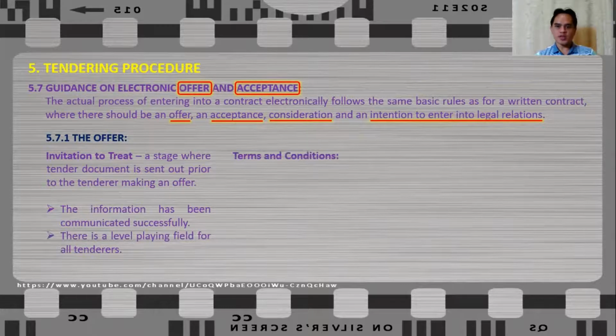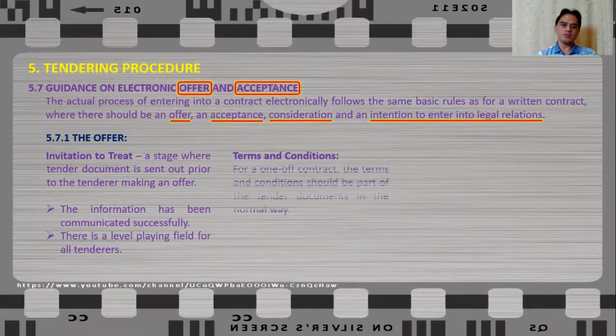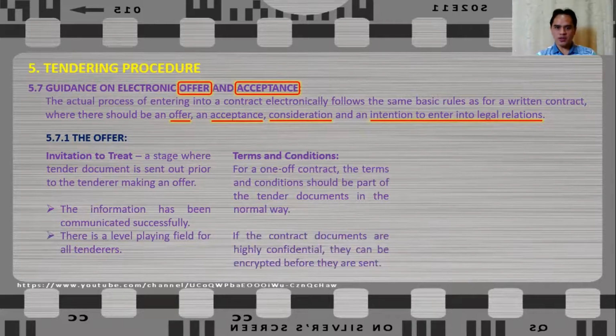So how about the terms and conditions? Where are you going to put the terms and conditions? For the one-off contract, the terms and conditions should be part of the tender documents in a normal way. And if the contract documents are highly confidential, they can be encrypted before they are sent.